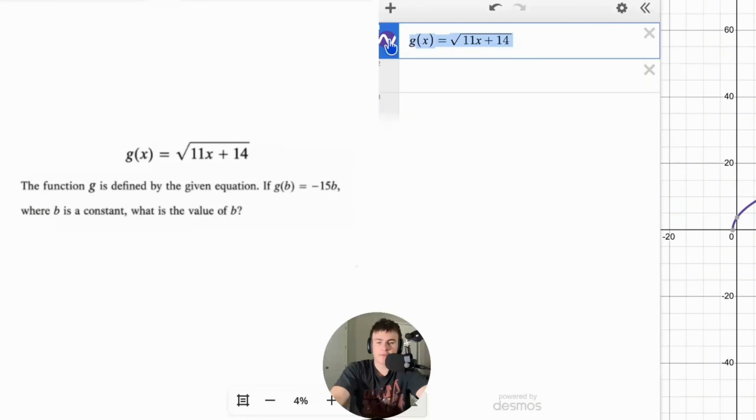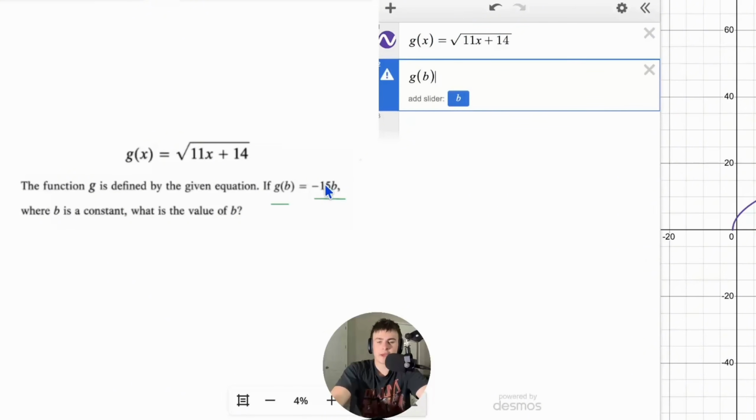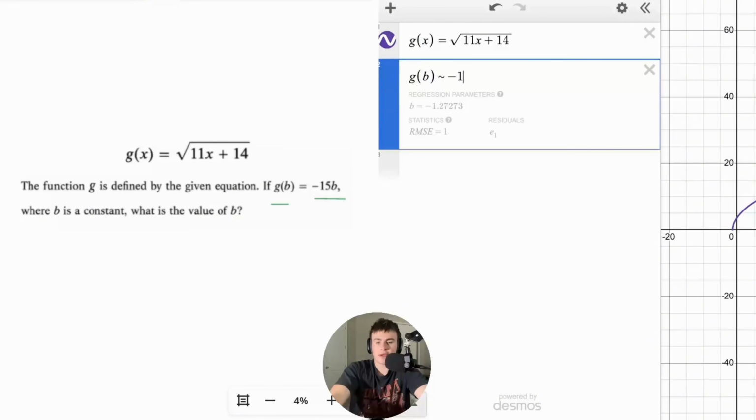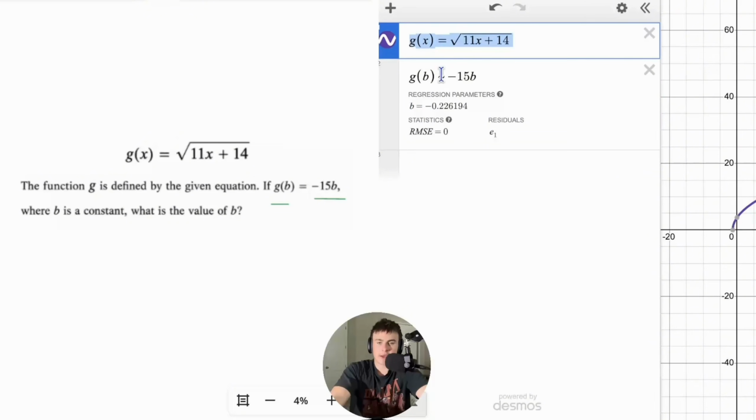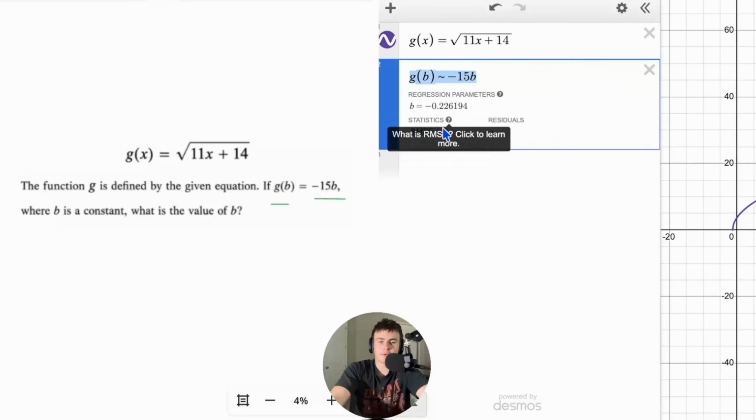So we have this equation, we have it defined. Now it says g of b equals negative 15b. So g of b equals negative 15b. If we have the regression defined, we can literally just use a tilde with this point. It's not a list, it's just one point to each other. So g of b is going to be equal to negative 15b, and it literally just solves for b for us. Because it knows what g of x is, basically what it's doing is plugging b in for the expression, and then saying it's equal to negative 15b. So it's plugging all these values to figure out what value makes this expression true. And the only one that makes it true is negative 0.226.